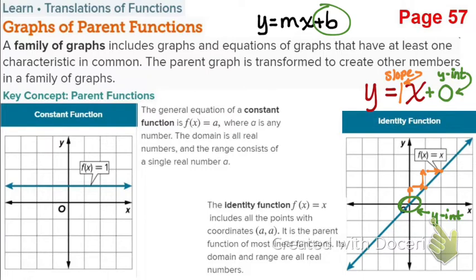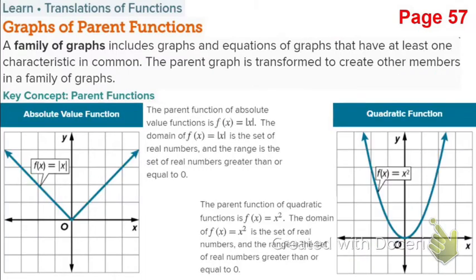We have a y equals, or a function notation equals, like f of x. We have our slope. When the slope changes, that changes the pitch of my line, but it's going to stay a straight line. My y-intercept can change by moving up or down. So far, so good? All right. Two others that we're going to look at, and these are both on page 57.